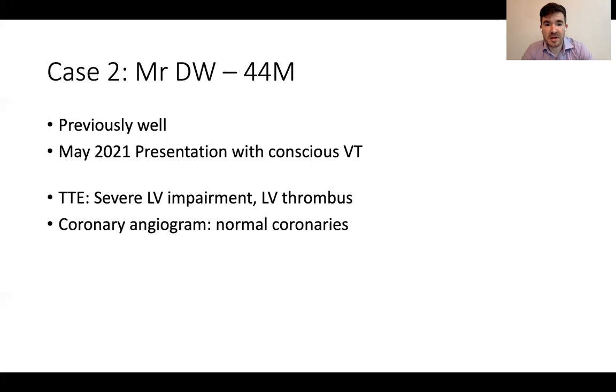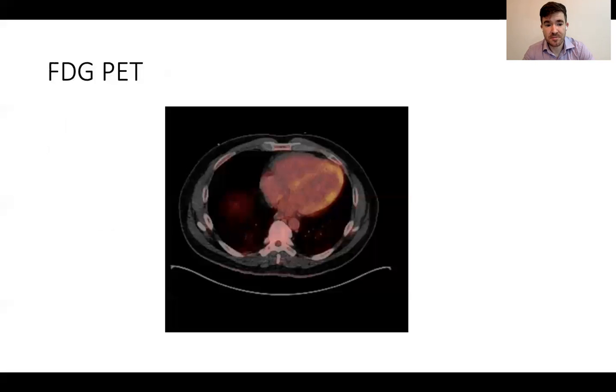Contrasting that case with another case, which is a 44-year-old gentleman, previously well and fit and active man, who presented to hospital with conscious VT earlier this year. His echo was quite different. He had severe LV impairment with an akinetic apex and the presence of an LV thrombus on his presentation. He had a coronary angiogram which showed normal coronaries.